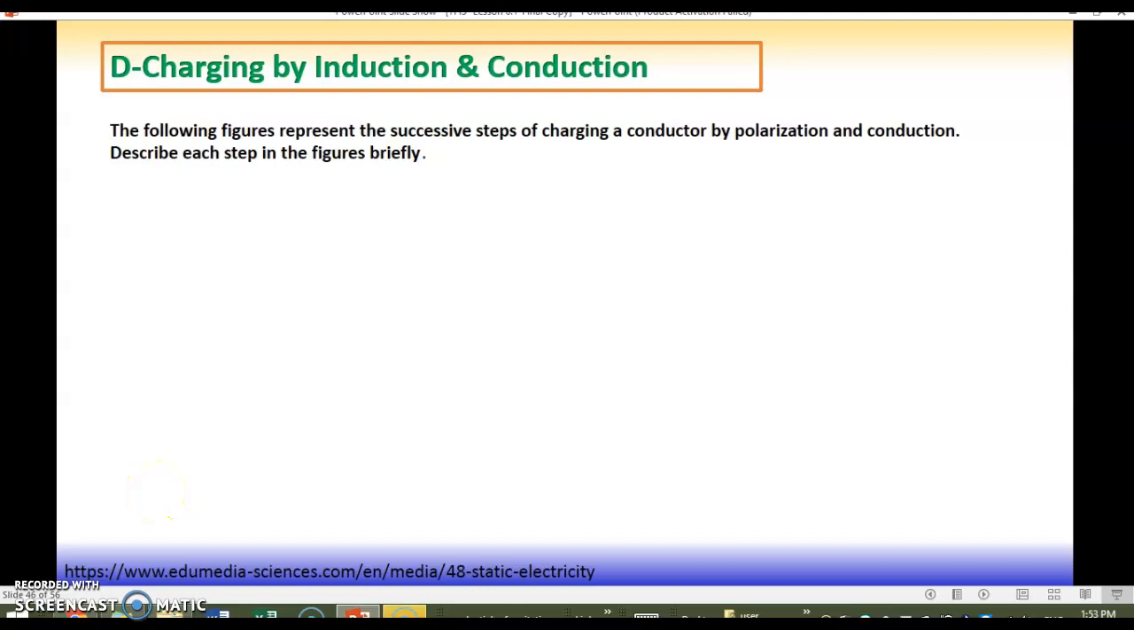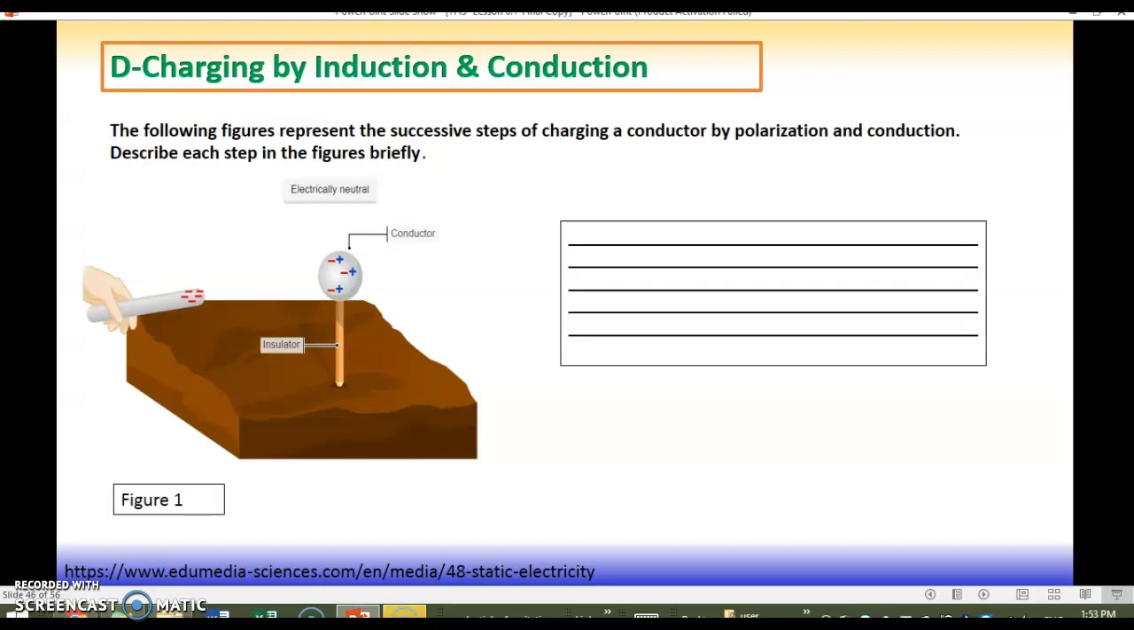Now we're going to combine the two methods of charging, which are charging by induction and conduction. Let's consider the following example. The following figures represent the successive steps of charging a conductor by polarization and conduction. Describe each step in the figures briefly.